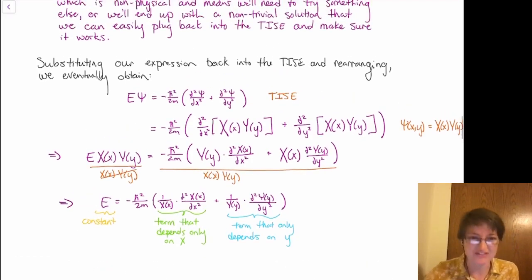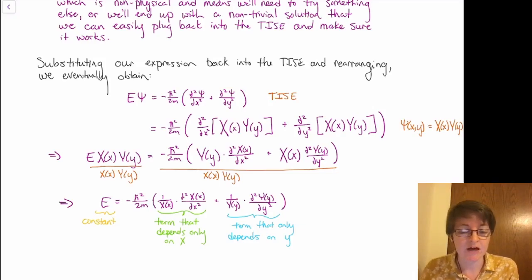So now we have to think about this one a little bit. The thing that I want us to notice in particular is that we have on the left-hand side a constant. Energy is equal to a constant. And on the right-hand side, I have two terms. The first term, which I've shown in green, depends only on x. And the second term, which I've highlighted in blue, depends only on y.